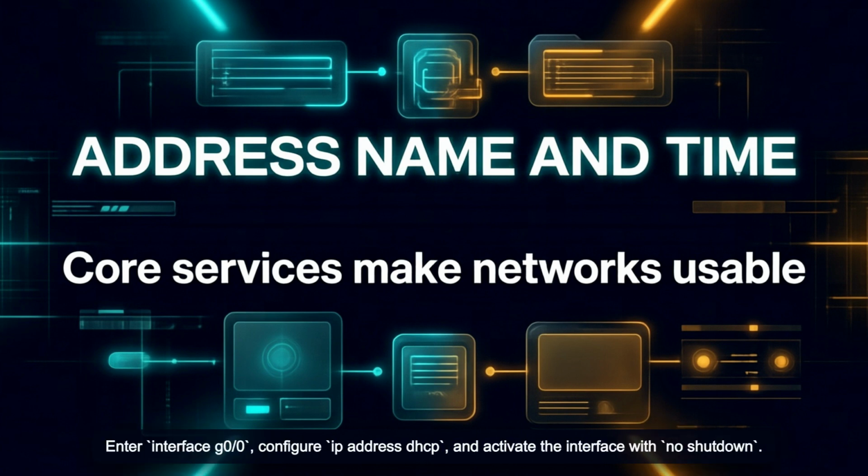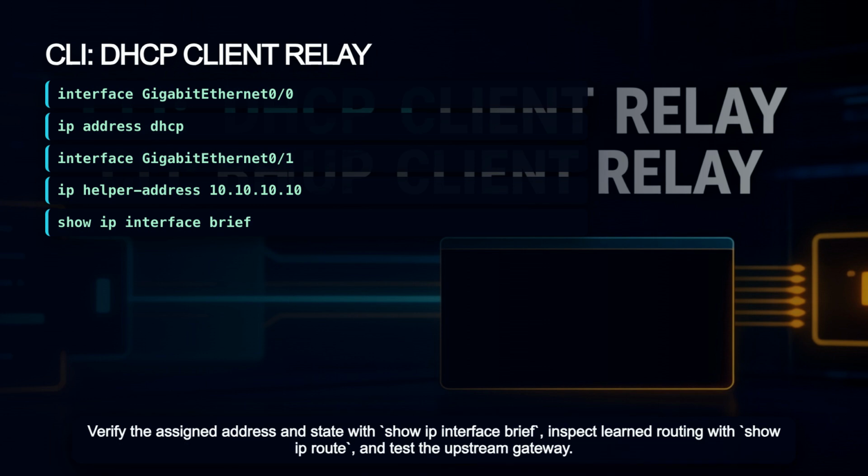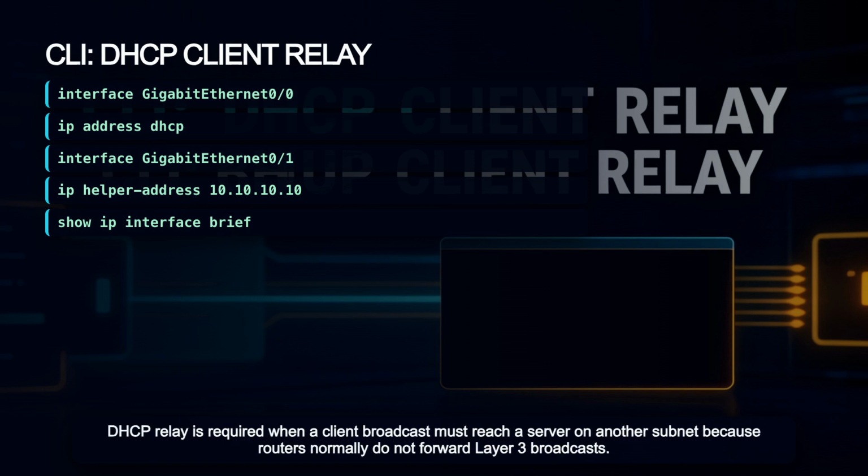A router interface can obtain an IPv4 address from DHCP. Activate the interface with no shutdown, and verify the assigned address and state with show ip interface brief. Inspect learned routing with show ip route, and test the upstream gateway.